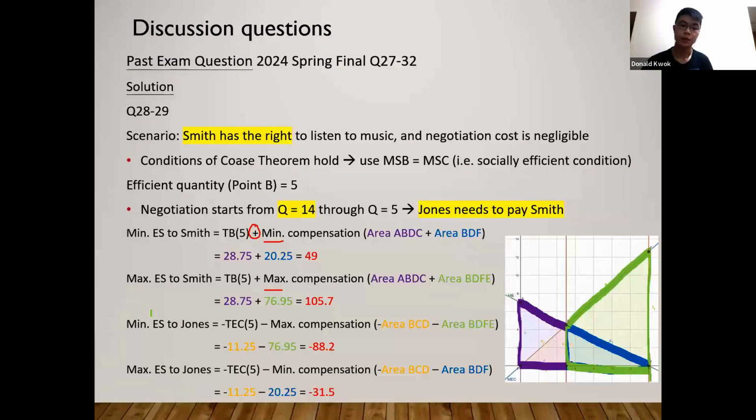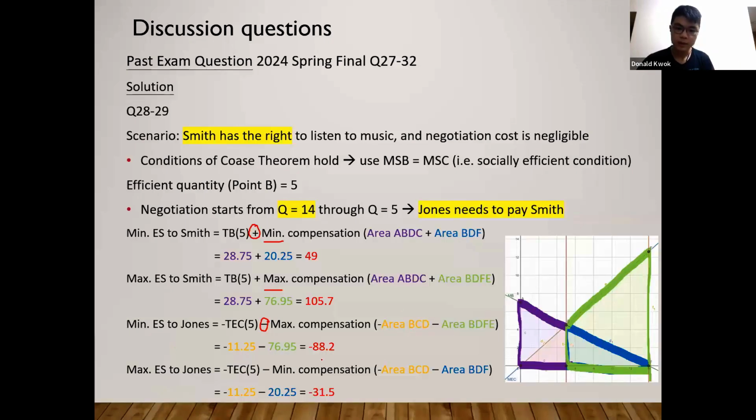Again, it's composed of two parts: the total external cost part and also the compensation. Since Jones is the one who paid the compensation, we put a negative sign to indicate that it's a loss to Jones. And the larger the compensation, the smaller the economic surplus. So maximum compensation to find the lower bound and the minimum compensation to find the upper bound of the economic surplus accrued to Jones.